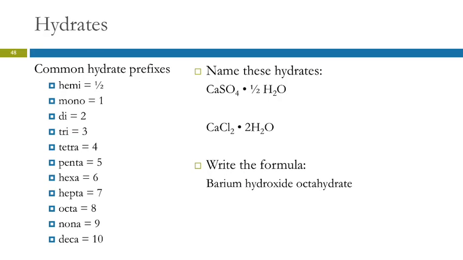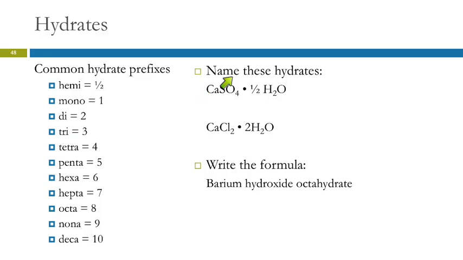So we need to know the prefixes. These are, for the most part, the same prefixes we're going to use when we name molecular compounds. The only different one here is hemi. Hemi means half. The rest of these: mono, di, tri, tetra, penta, hexa, hepta, octa, nona, and deca. You need to know those, okay? Most of them are related to things we know in everyday life, like a pentagon has 5 sides, a triangle has 3 sides, etc.